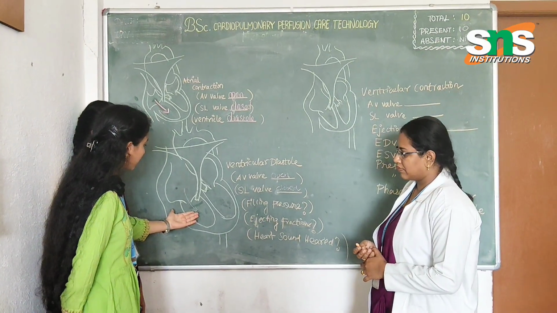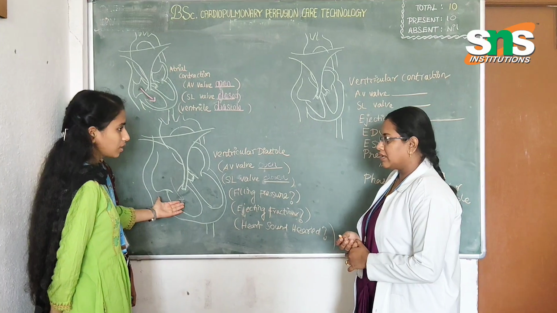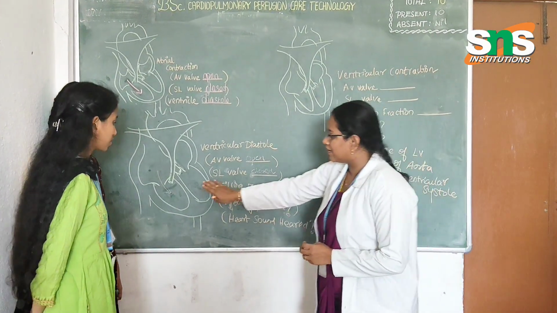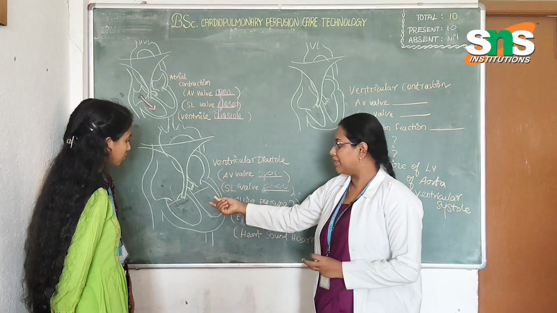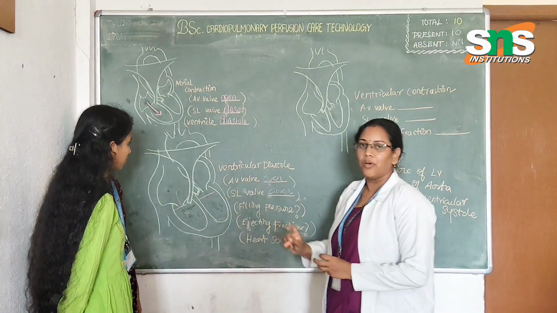When the ventricles are filled with blood, the pressure increases, 120 over 80 mmHg. So that is called the filling pressure. That means the ventricle is totally filled with blood. The filling pressure is 120 over 80. The pressure increases, and only then do the aortic valve and the pulmonary valve open.